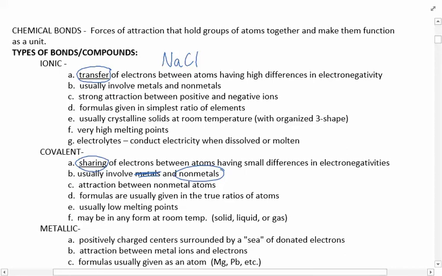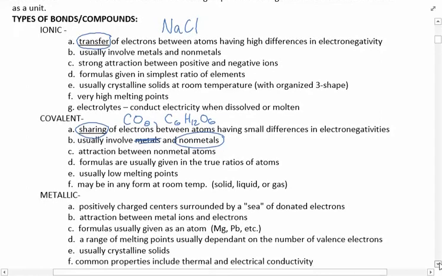Formulas are usually given in the ratio of the atoms. They usually have a low melting point. A few things that you may have seen that are covalent would be something like carbon dioxide or glucose, C6H12O6. There's lots of others. Water is another example of a covalent compound. These two are going to be what we end up spending most of our time on.